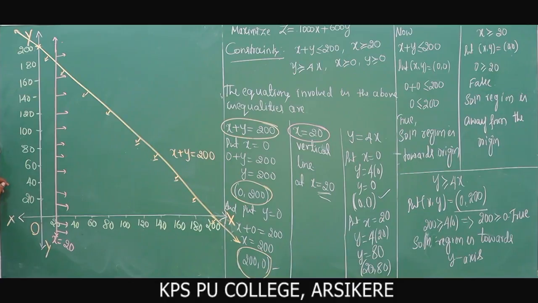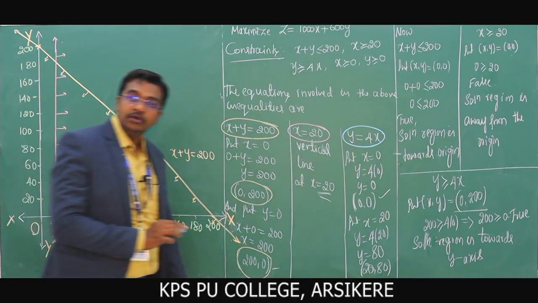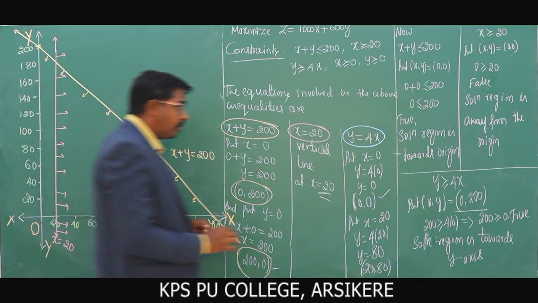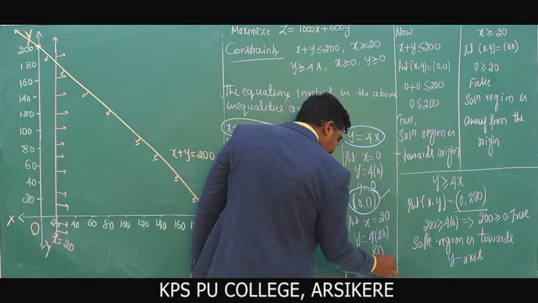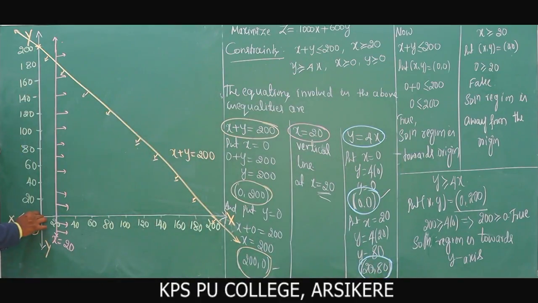But next, we have the third inequality, y greater than or equal to 4x, and the corresponding equation is y is equal to 4x. The corresponding points are 0, 0 and another one here, 20, 80. So first point here 0, 0. Another point here 20, 80. You will obtain this point. So join these two points.